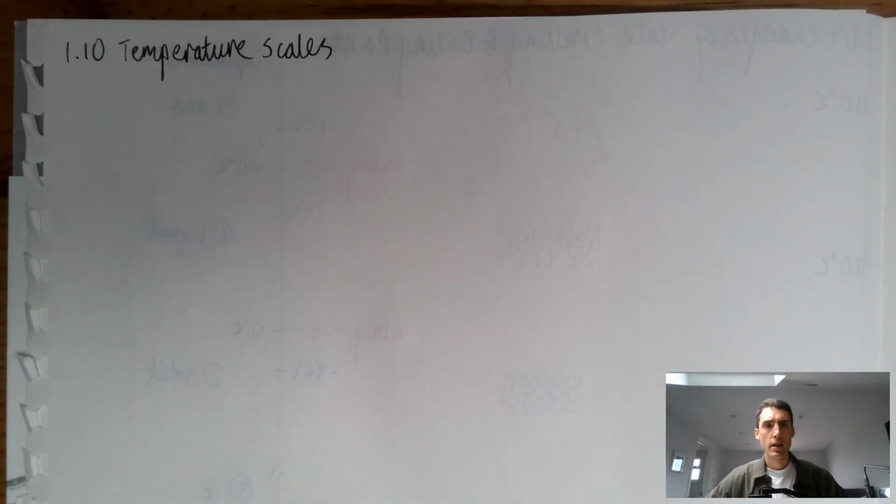Hi everyone. In this video we are going to talk about lesson 10 of the Particles and Energy Scheme of Work, which is about temperature scales. And it's a bit of an unusual lesson that isn't always taught at Key Stage 3, even at Key Stage 4, in that it introduces the Kelvin scale and this idea of an absolute scale of temperature.